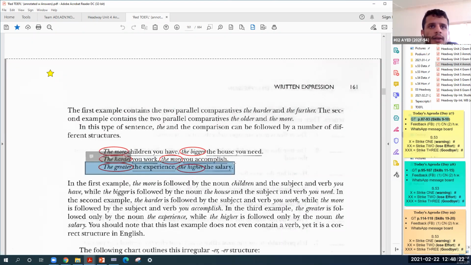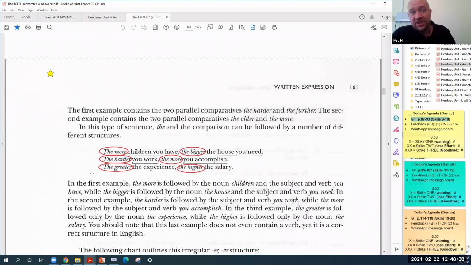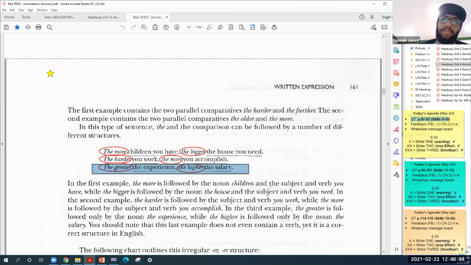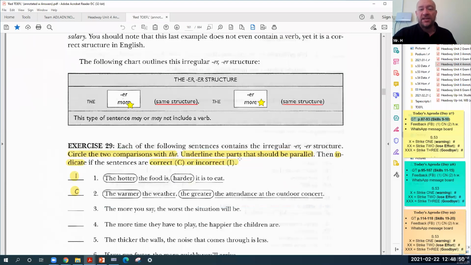The greater the experience, the higher the salary. Yeah, when you go to Aramco, the greater the experience, the higher the salary. You understand? Now, again, look at this. Do you see a verb in this? Can you see a verb? No. No verb, right? This is a special formula, okay? All right, take a look down here.